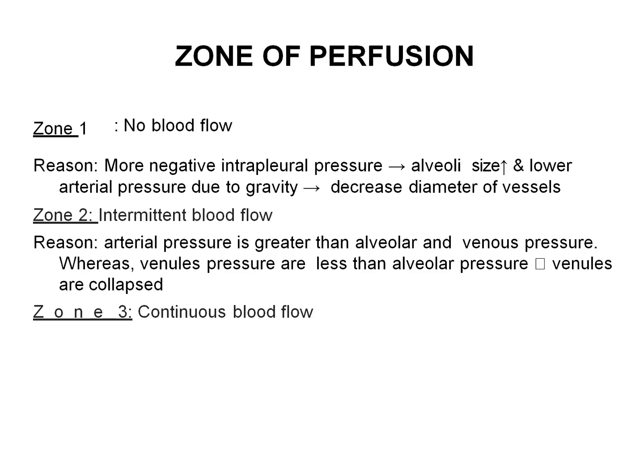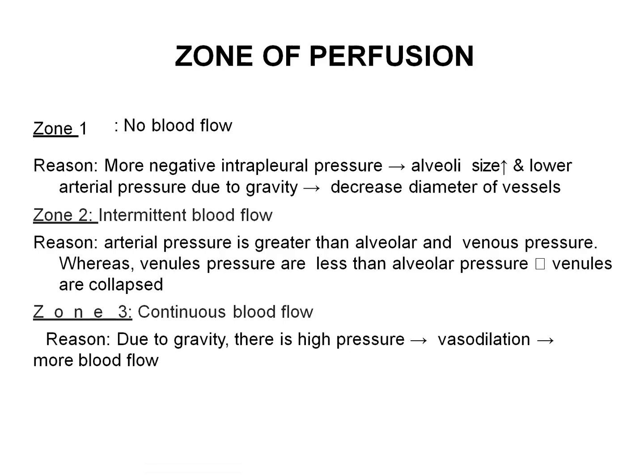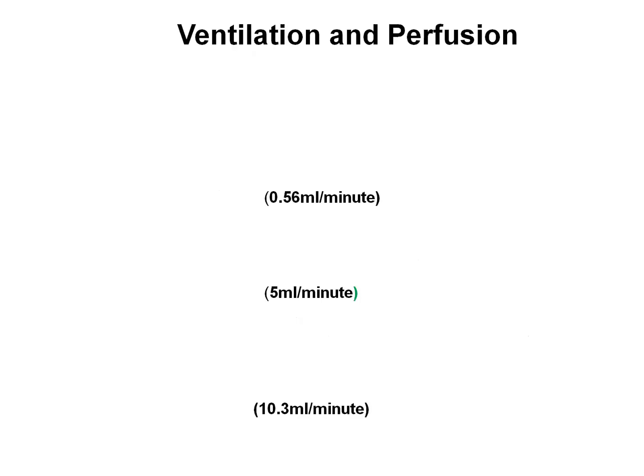Then comes the lowest part, at the bottom of the lungs, which is zone 3, having continuous blood flow. Due to the effect of gravity, there is a high pressure, and high pressure creates vasodilatation, and that is the cause of more blood flow in the basal zones of lungs. So the perfusion zones are: zone 1, no blood flow; zone 2, intermittent blood flow; and zone 3, continuous blood flow. And the causes of these zones we have discussed.